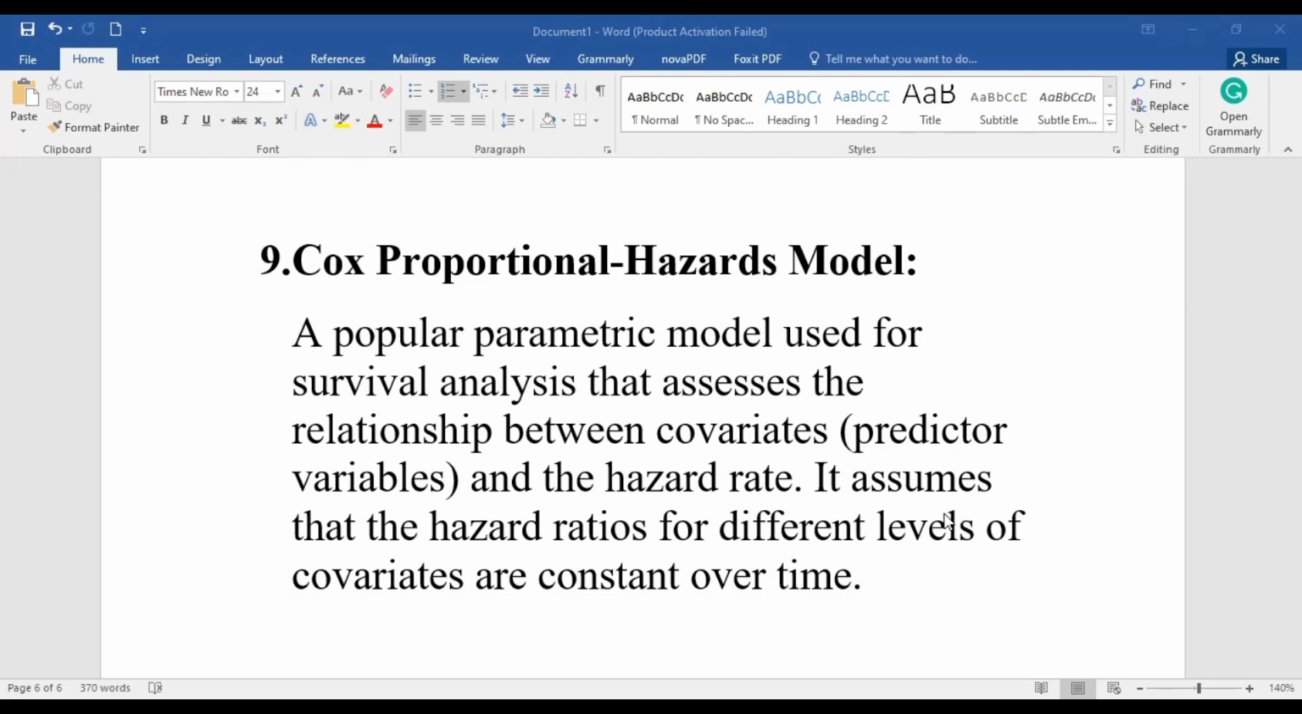The last term is the Cox proportional hazard model. It is a semi-parametric method or model that is used for survival analysis that assesses the relationship between covariates or the predictor variables and the hazard rates. It assumes that the hazard ratios for different levels of covariates are constant over time. So this is a key assumption that the Cox proportional hazard model is built around.